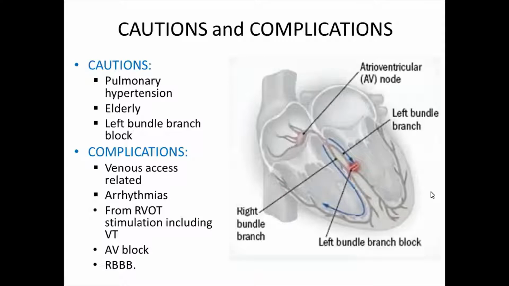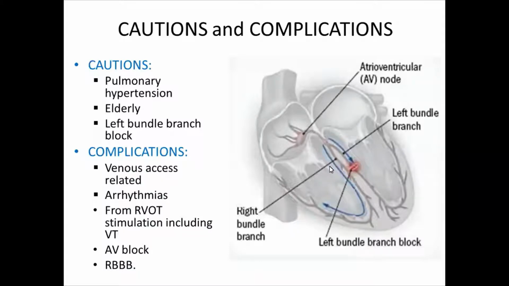When you are recording hemodynamics, you have to be cautious in cases of pulmonary hypertension, in elderly patients, and in patients with left bundle branch block. Usually when we do hemodynamics, we do it from the right side. So if the patient has left bundle branch block, one of the complications is that the patient may develop right bundle branch block. If he already has left bundle branch block, this may lead to complete heart block and may necessitate a transvenous temporary pacemaker.